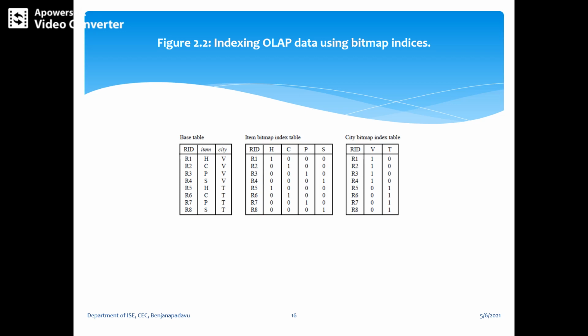Come to the city bitmap indexing table. The RID is given, the same thing here: R1, R2, R3, R4, R5, R6, R7, and R8. You identify which city, because of the starting rows that we need to take. If R1 is Vancouver, R2 and R3 likewise, those values are 1, and the rest will be 0. Then R5, 6, 7, 8 will be 0 for Vancouver, and for Toronto the city values are 1.